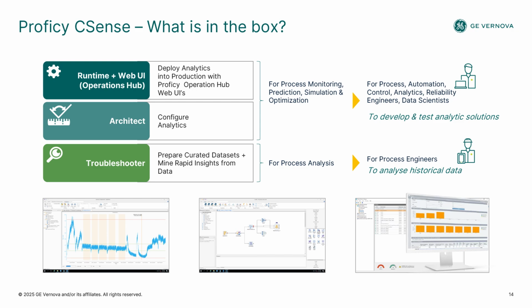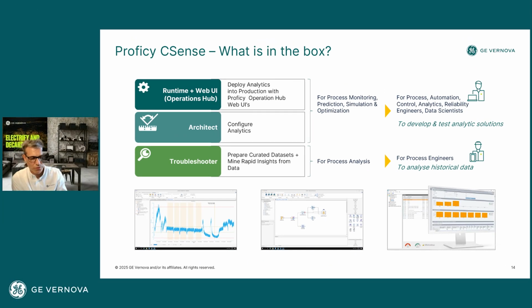And then the runtime. These analytic solutions can then be deployed to run permanently in the runtime, continuously producing valuable outputs like alerts or forecasts or predictions or recommended optimal settings or set points on how to run the plant. Those can then be written back to your control systems for autonomous control or displayed to your operators on our standardized web UI of Proficy Operations Hub, which is also included when you invest in and buy CSense.